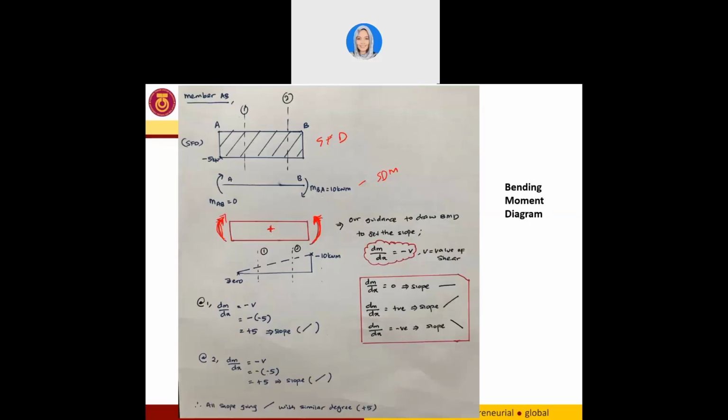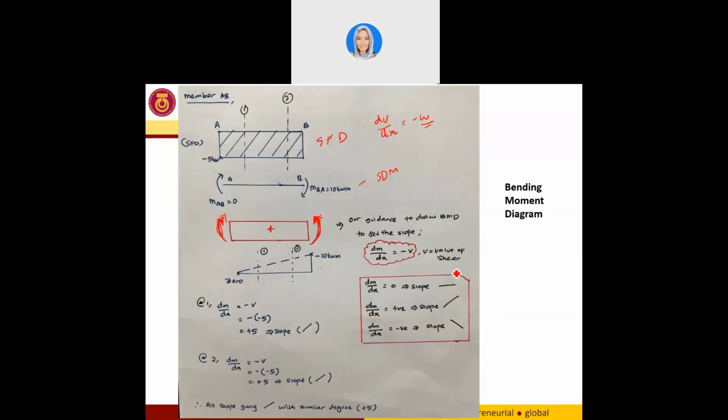And in order to get the slope between the members, if for shear force diagram we have dV over dx equal to negative W, okay, so for the bending moment diagram we have dM over dx equal to negative V. So V is the value of shear, and W is the value of the loading. Okay, so I repeat, for bending moment diagram, in order to get the slope we have dM over dx equal to negative V.